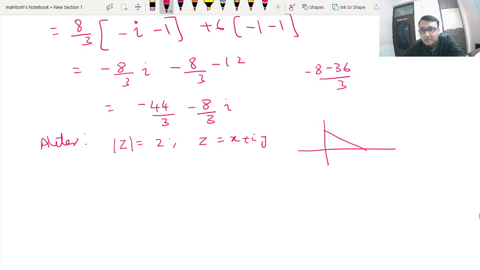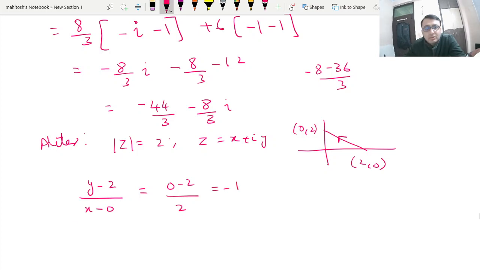Okay, that is your circle, (2, 0) and (0, 2). So we are interested in this path. What we can do is write the equation of this line: (y minus 2) upon (x minus 0) is equal to (0 minus 2) upon 2, so this is nothing but minus 1. So I can write y minus 2 is equal to minus x, which is nothing but y is equal to 2 minus x.